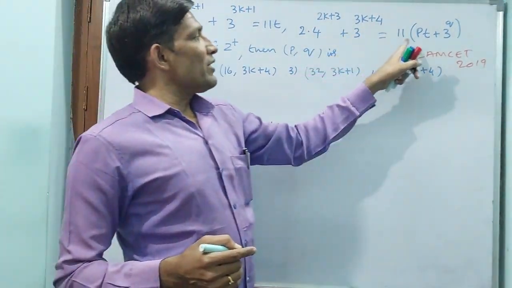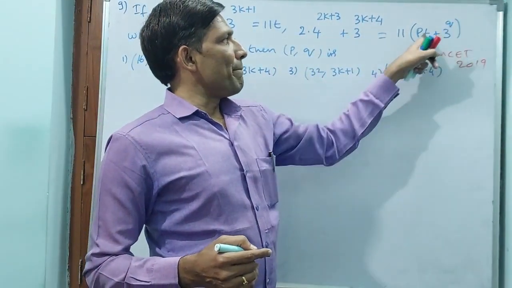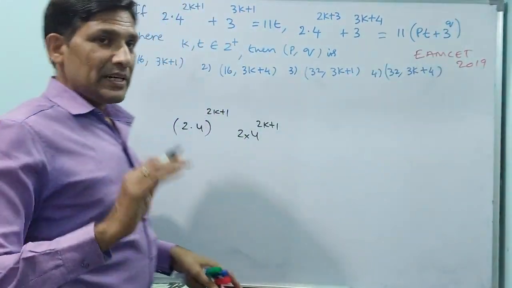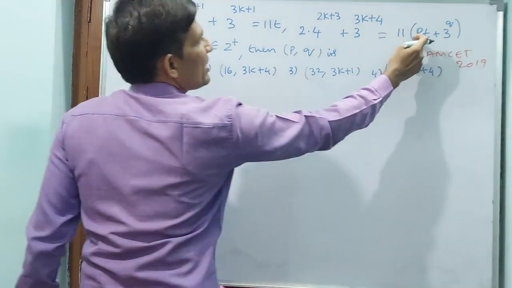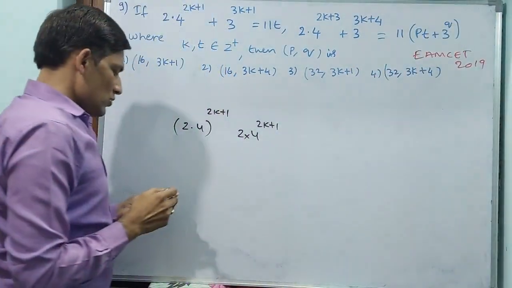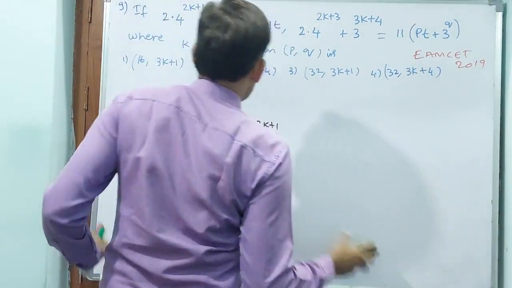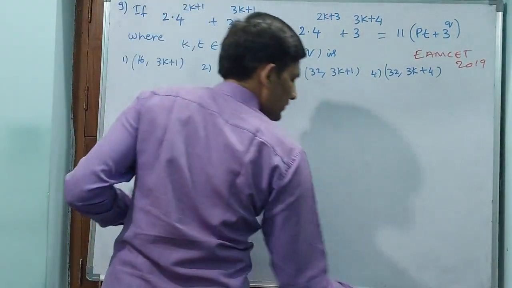That is equal to 11 into pt plus 3 power q, that is, p into t plus 3 power q. If that is the case, they are asking us to find the p and q values here. Those values they are asking us to find. How to find, you see.